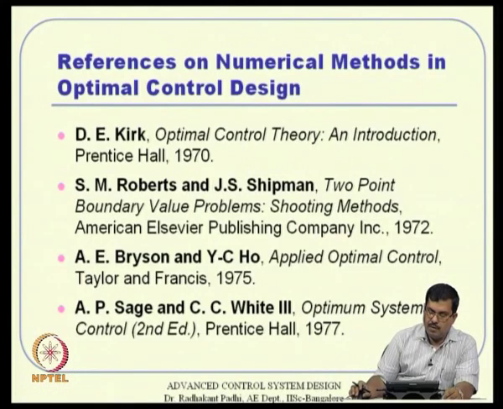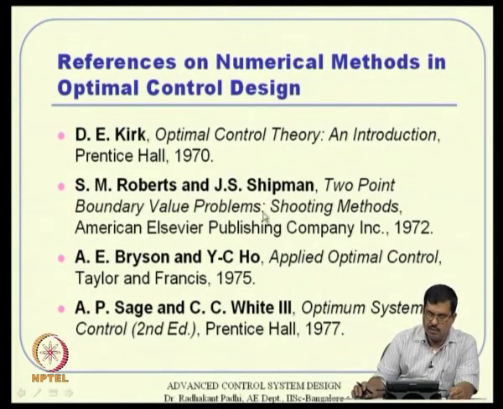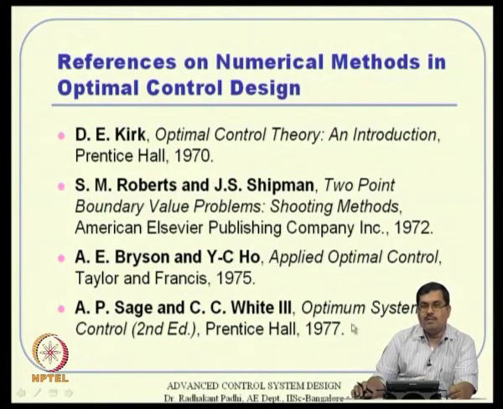Now, references. For the numerical methods, some of these things I have taken from the Kirk book, especially the gradient method as well as the quasi-linear method. The shooting method is available in many other books also, by the way. And then Bryson and Ho is a standard optimal control book, with many numerical methods as well, and then this is also a good book in my view, even though it was written almost parallel to Bryson and Ho. One is 75, one is 77, but that is okay.